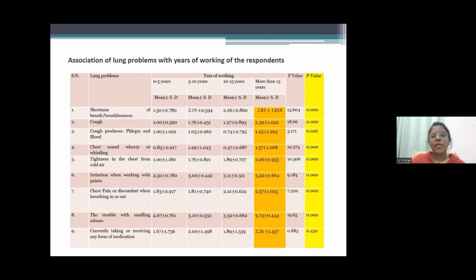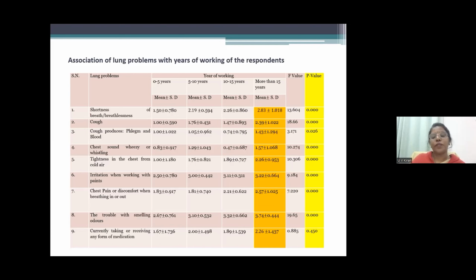We can see that work experience has a significant impact on the lung problems in all the cases, whether it is shortness of breath, cough, phlegm and blood, chest sound, wheezy and whistling, tightness in the chest due to cold air, irritation when working with the paints, chest pain or discomfort, or trouble with smelling odors. Currently, we have also seen whether they are receiving any kind of medication.